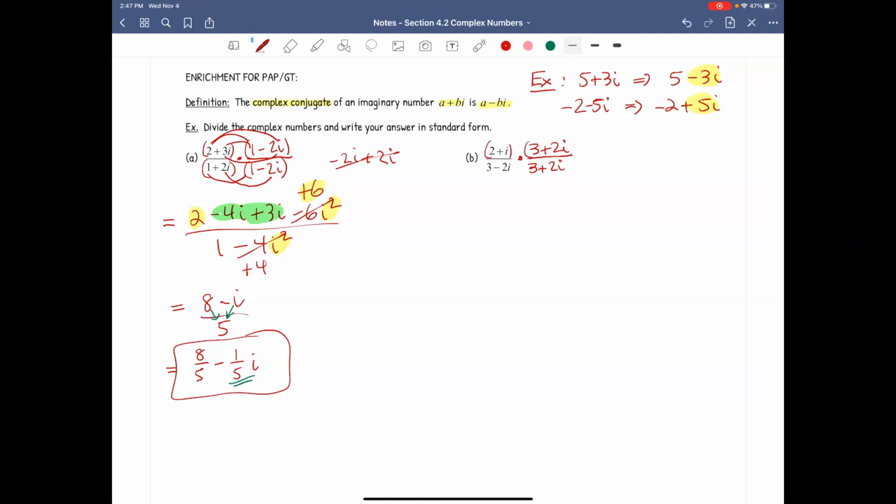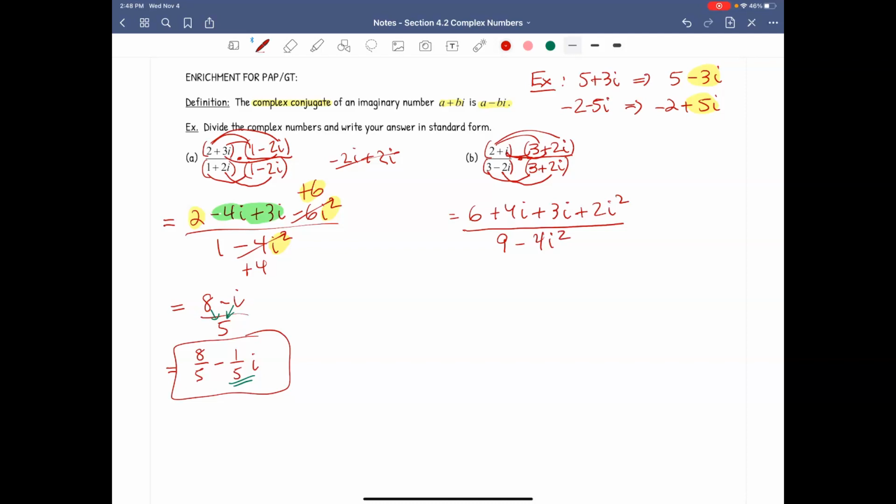In the numerator, we have some distribution to do here. 2 times 3 is going to give me 6. 2 times 2i will give me positive 4i. i times 3 will give me positive 3i. And positive i times positive 2i will give me positive 2i squared. This is all going to be divided by the multiplication of 2 complex conjugates, which means I only need to multiply the first 2 terms together, which gives me 9 when I do 3 times 3, and then negative 2i times positive 2i will give me a minus 4i squared.